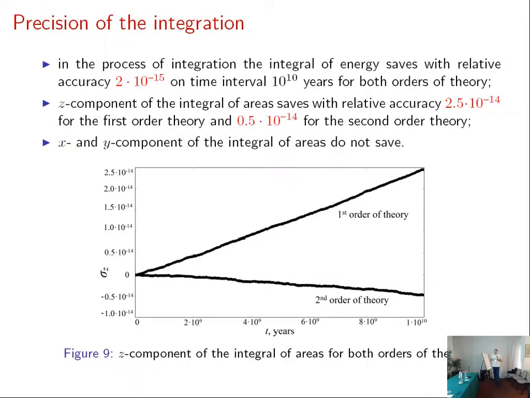In conclusion, let's consider the precision of the integration. In the process of the integration, the integral of energy is conserved with relative accuracy about 10 to the power minus 15 on time interval 10 billion years for both orders of theory. The Z component of the integral of areas is conserved with relative accuracy about 10 to the power minus 15 for the first theory order, and more precisely for the second order theory. X and Y components of the integral of areas are not conserved.